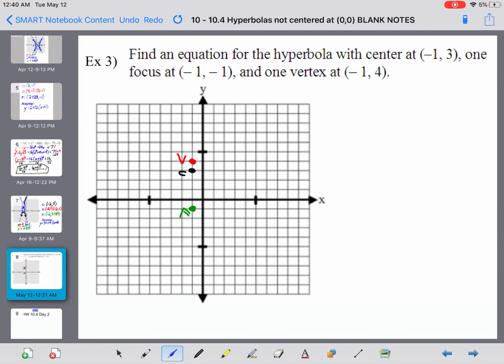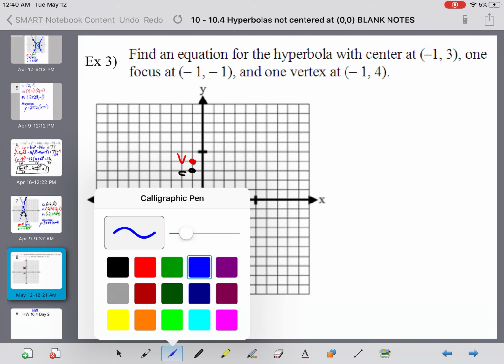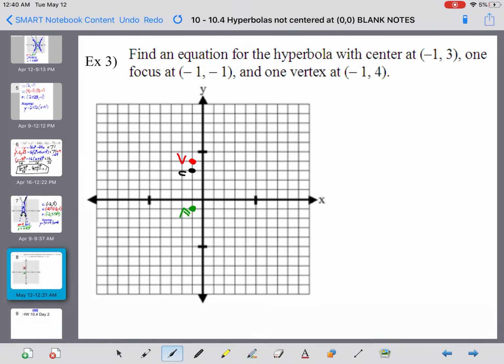All right. So one more thing I want to show you really quickly here. What if I asked you to find the equation for a hyperbola with a center at -1, 3, one focus at -1, 1, and one vertex at -1, 4? So this is one of those working backward problems. You should be able to know off the top of your head what the equation is going to look like. We're going to have a minus sign in the middle. It's going to equal 1.